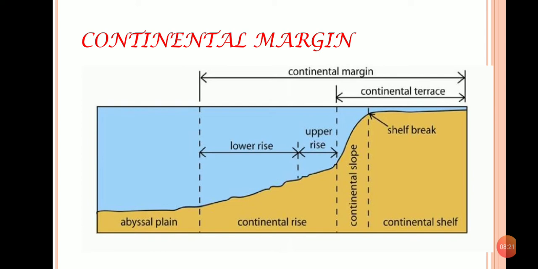Next, continental rise. The continental rise is a transitional feature between the continent and the ocean basin. It is a gently inclined surface rising from the abyssal plain to the continental slope. The continental rise is apparently formed by sediments deposited at the base of the continental slope.